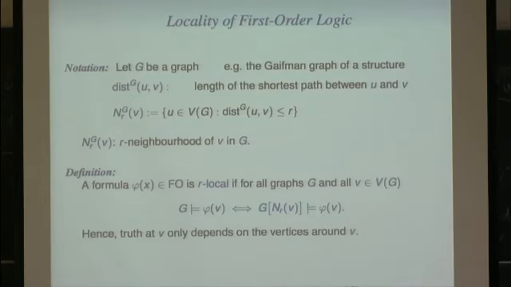And now I can define first the formula phi with a free variable x to be r-local for some value of r, if for every graph G and every vertex in the graph G, the formula is true at the vertex in the whole graph if and only if it's true at the vertex in the r-neighborhood around this vertex, right? So in the subgraph induced by the r-neighborhood. So whether the formula is true only depends on everything that's very close to v. And whatever the rest of the graph does, it doesn't really matter.